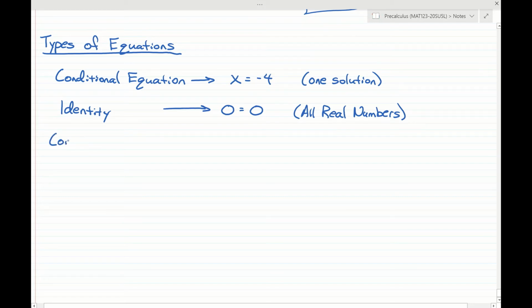The last type of equation is called a contradiction. With a contradiction, what would happen is, if you go to solve it and the x's go away, but both sides are not equal to each other. In this case, this just means that there's no real solution, which means no real number makes both halves equal to each other, and there's just no solution.